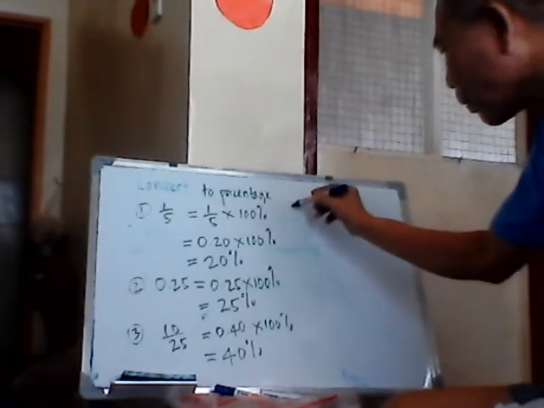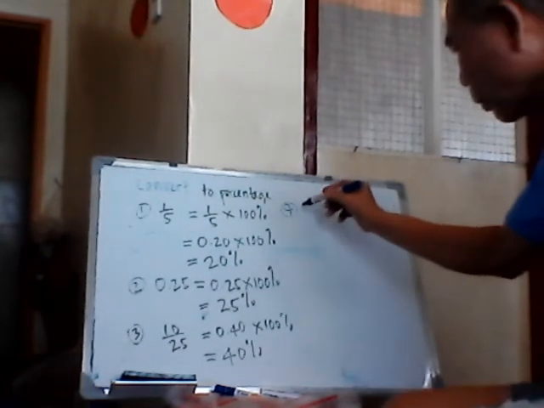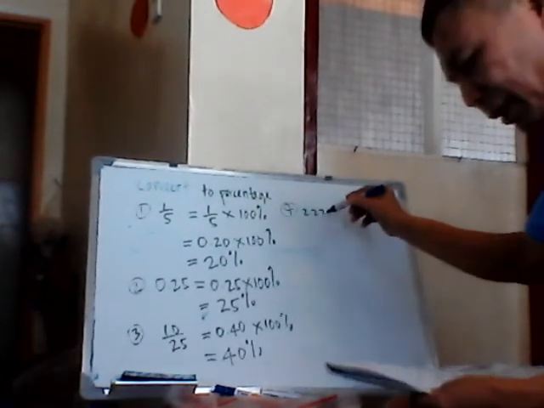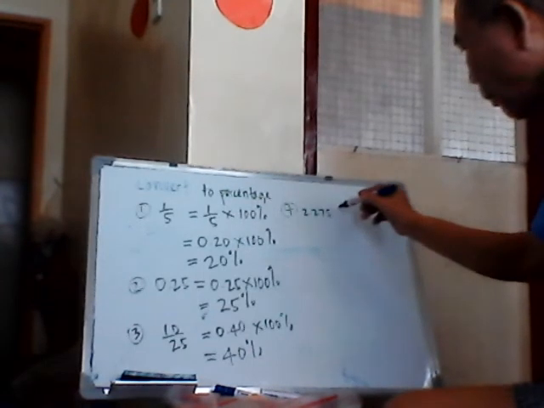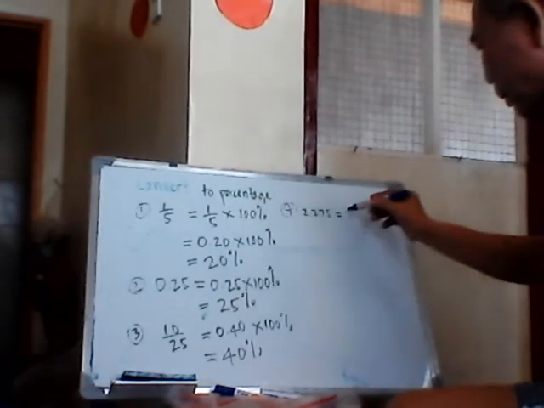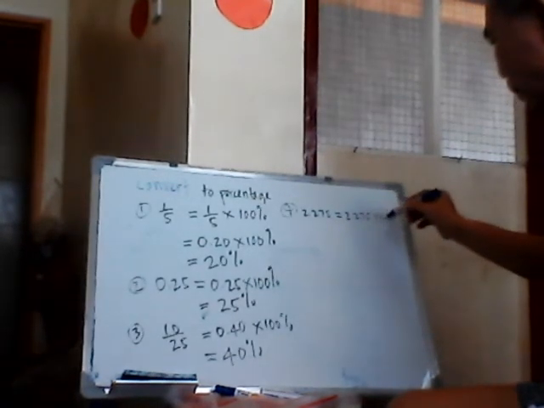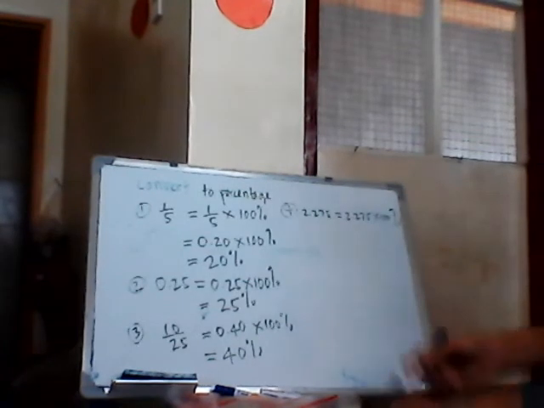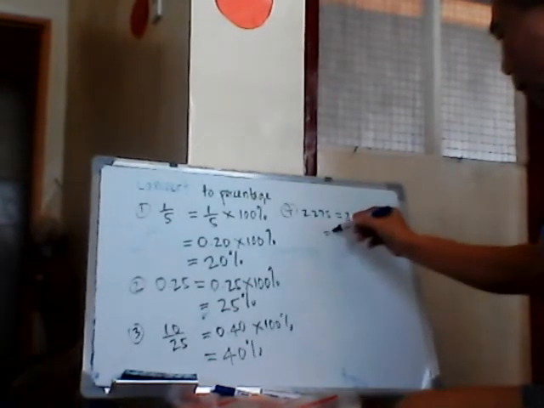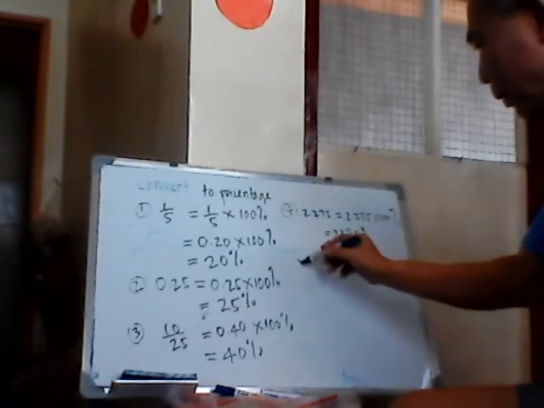Number 4, 2.275. Pag percent na, multiply na 100 nimo kay di naman fraction. So 2.275 times 100% equals to 227.5%.